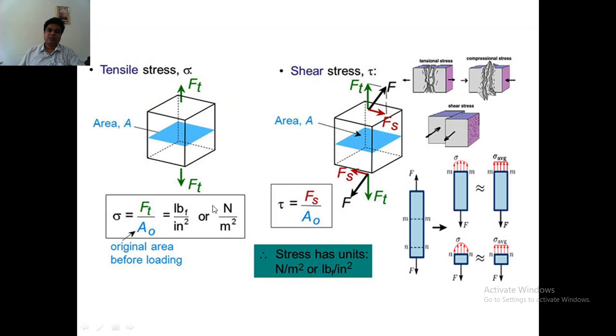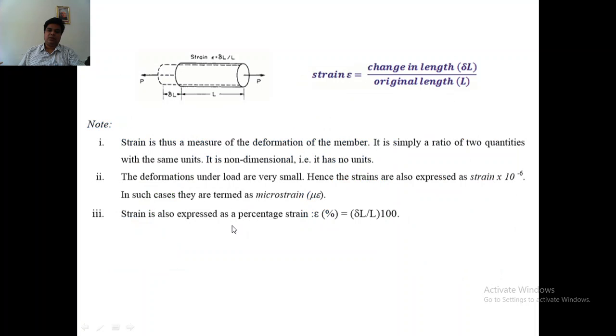Whereas in stress, the unit is Newton per meter square, because of the force in Newton and the area in meter square. Here also the strain has units, but since the units are the same, meter by meter or millimeter by millimeter, we say that it is unitless. Basically, strain is change in length by original length when you apply the axial load.